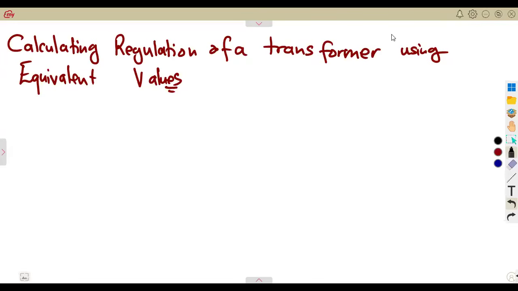If we consider our previous class, we managed to work with the equivalent values, which is important. And from those equivalent values, we are going to have a continuation that is calculating this time the regulation, which is the voltage regulation of a transformer using those equivalent values that we had. So the percentage regulation can be calculated.